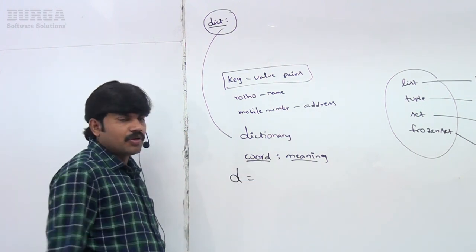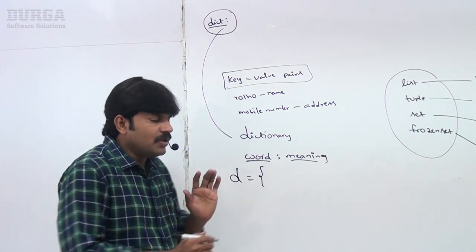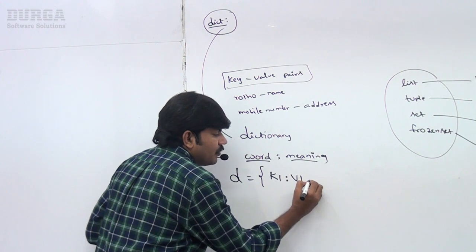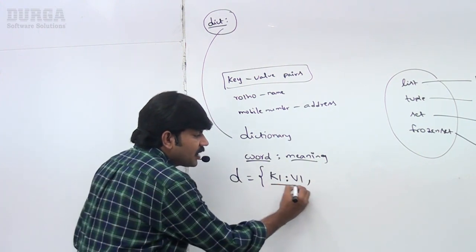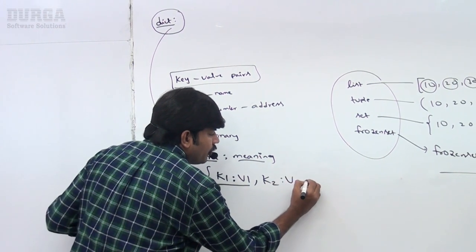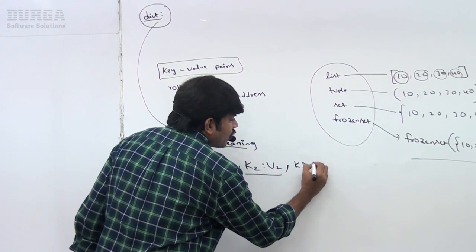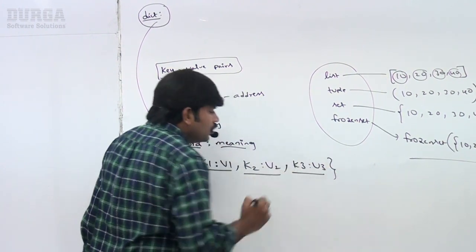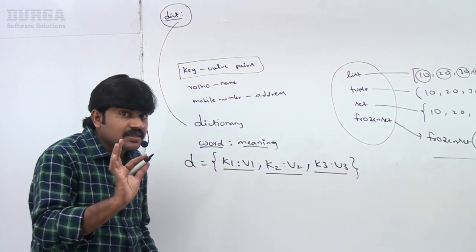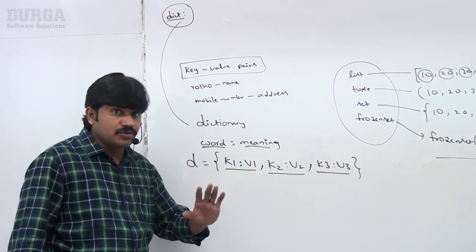D is equal to, curly brace open, key colon value. Key K1 colon V1, comma. So first key value. Now K2 colon V2, second key value. Now K3 colon V3. Like this you can take any number of key values, which is nothing but a dictionary. It is the most commonly used data type in Python. Dictionary is also one of the commonly used data types.